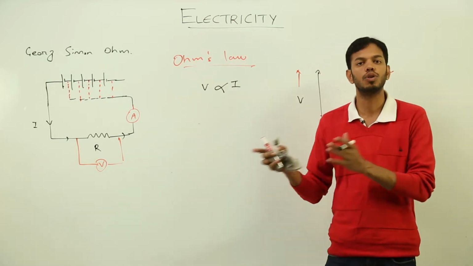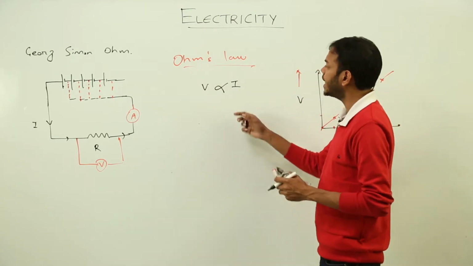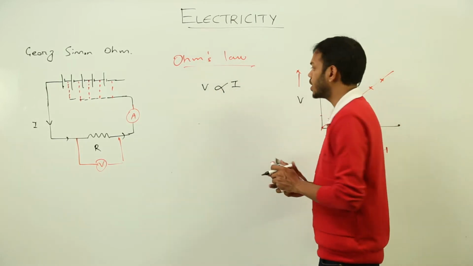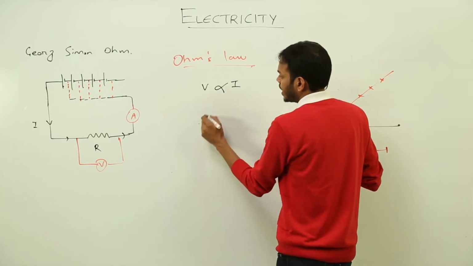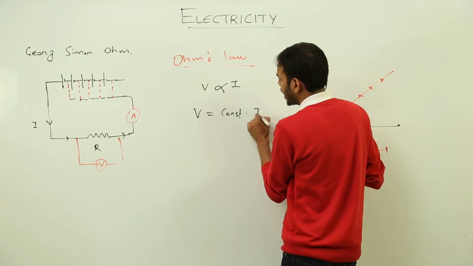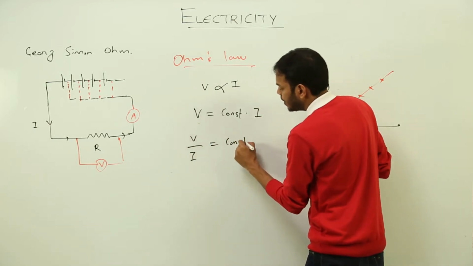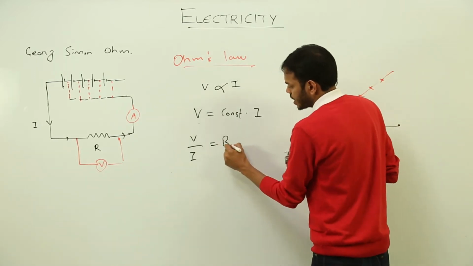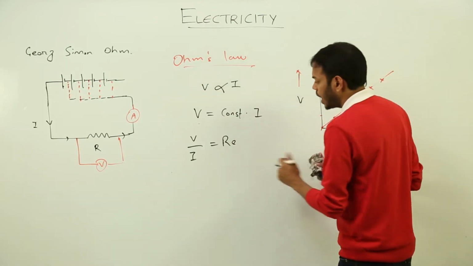Some books follow one, some books follow the other. Both these statements are absolutely right. So I'll go over it again. Current flowing in a conductor is directly proportional to potential difference applied across it. This is called Ohm's law, the statement which I just gave you. So that means V is equal to some constant times current. Current goes to the denominator side. V upon I is a constant, and this constant is known as resistance. Resistance is represented by capital R.